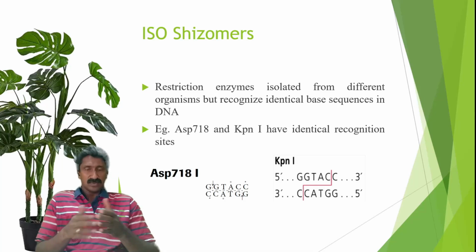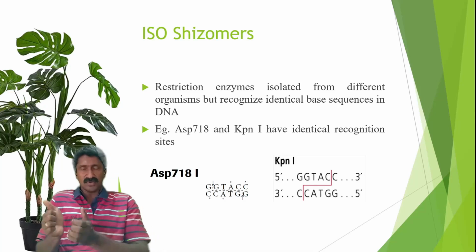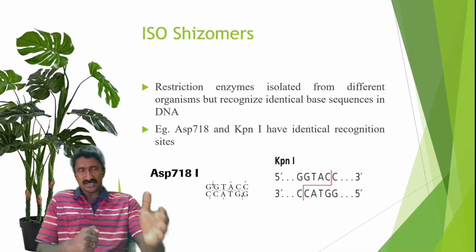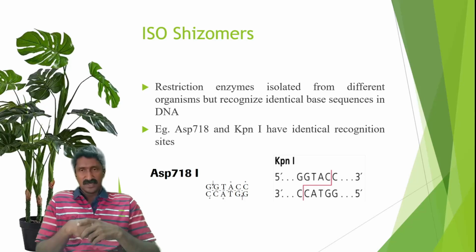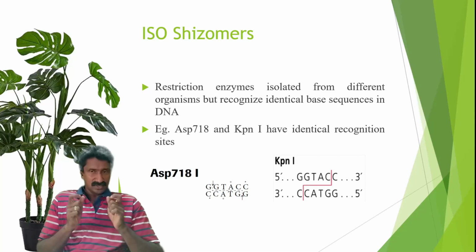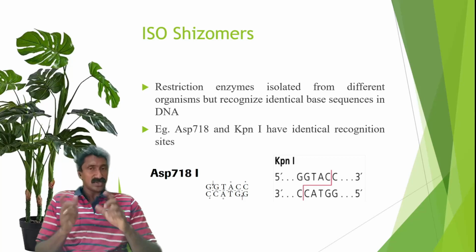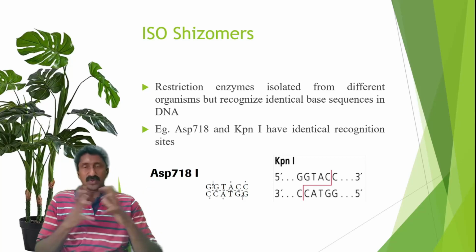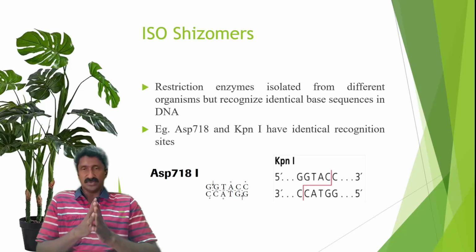So usually one enzyme is specifically isolated from a particular organism, and the target will be a specific one. But isoschizomers are restriction enzymes isolated from different species or different organisms and acting on the same sequence. So they are isoschizomers.